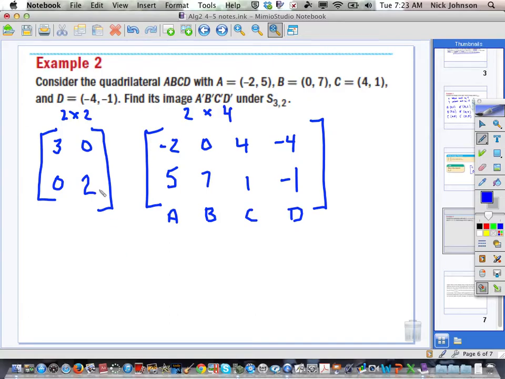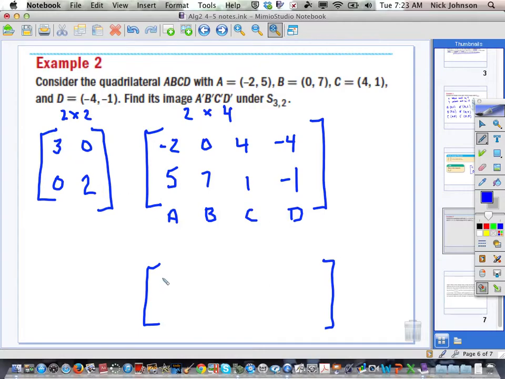Even easier. And what this scale change, I keep on saying size change, I apologize. What my scale change is saying is I'm taking all my x values and multiplying it by 3 and taking all my y values and multiplying it by 2. Now it's going to do that for you on your calculator, or you can do this by hand very easily.